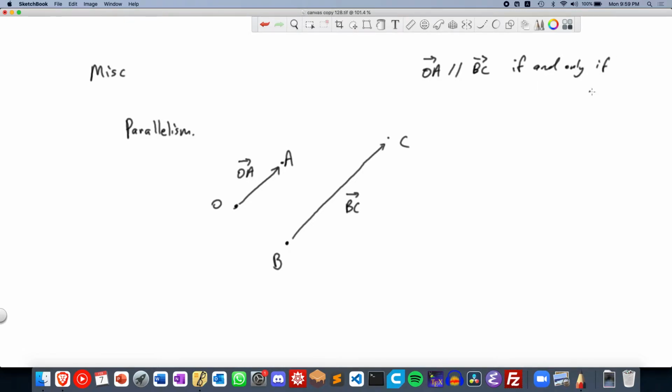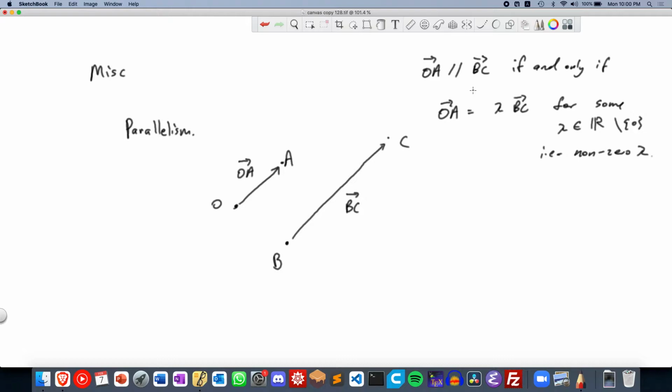If and only if means that it goes both ways. So the logic goes both ways. I'll elaborate on that later. If OA equals lambda BC for some lambda that is a real number minus away the 0, i.e. non-zero lambda. So what this means is that if there exists a non-zero real number lambda that will scale BC to give you OA, then the two vectors are parallel.